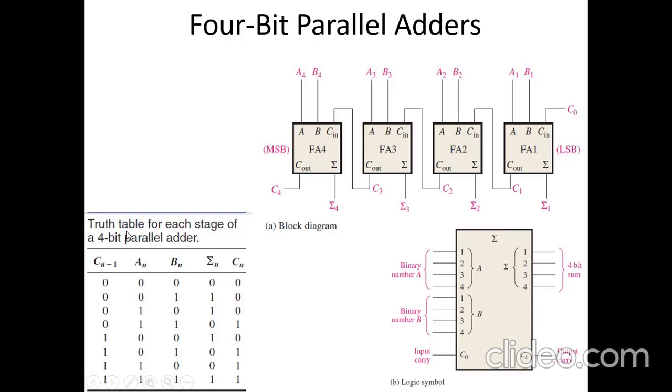Now, the truth table for each stage of the 4-bit parallel adder is described here. We have the carry of the previous stage, that is Cn-1. Then we have An, Bn, which are the inputs. We can use this truth table to perform addition, as we see shortly in this example.